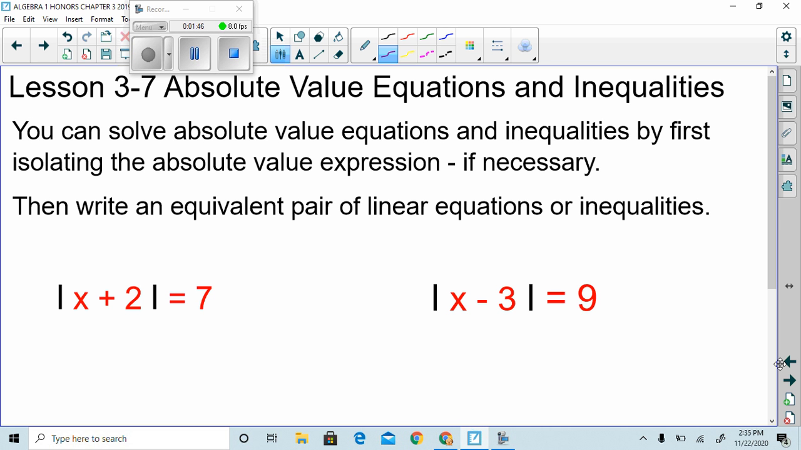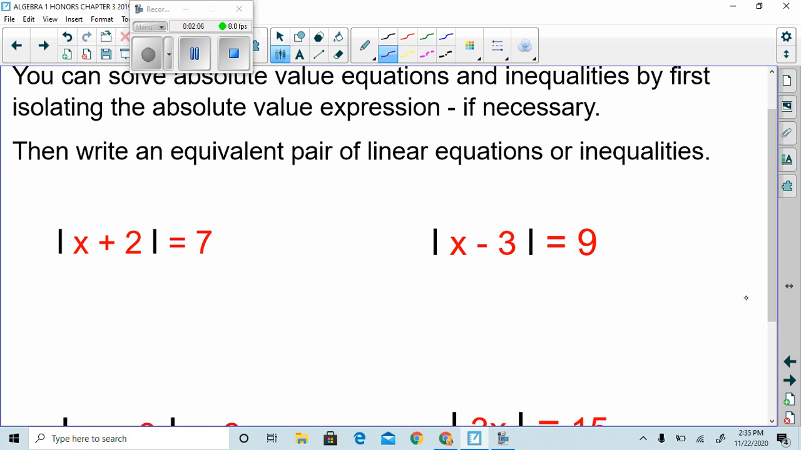The first thing you want to do is make sure that the absolute value expression is isolated. If it's already isolated, then you're going to solve twice, because remember, what fits inside that absolute value symbol could be a positive or a negative. And that's what we refer to as writing an equivalent linear pair. So we take our first problem here, and again we'll solve twice.